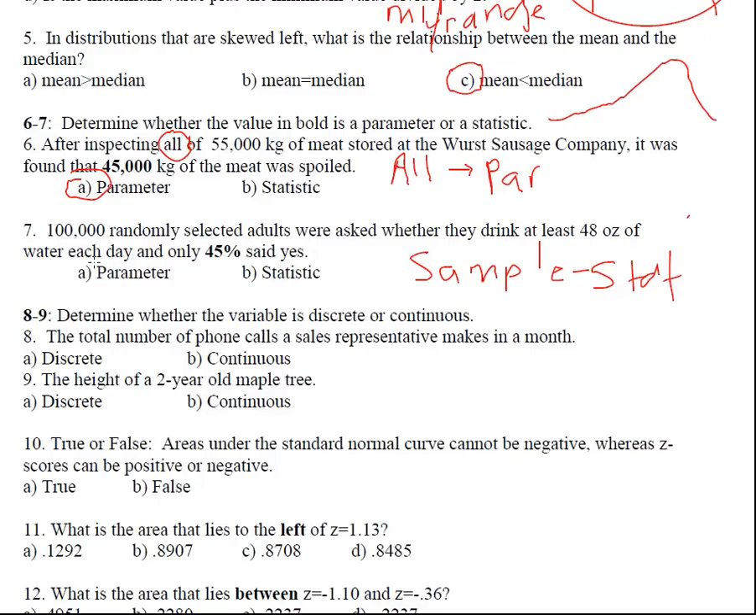1,000 randomly selected adults were asked whether they drink at least 48 ounces of water. And so we didn't survey all adults, we randomly selected. And so that would mean that it's a statistic.